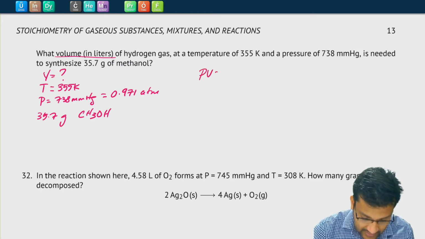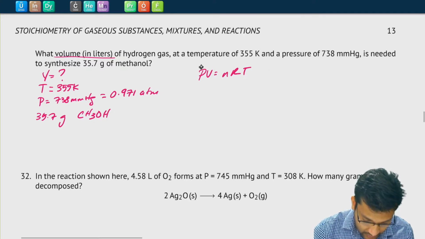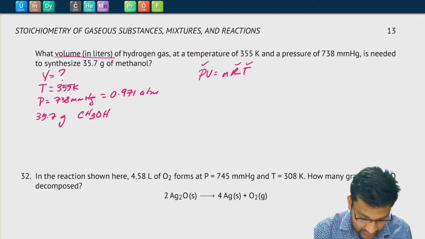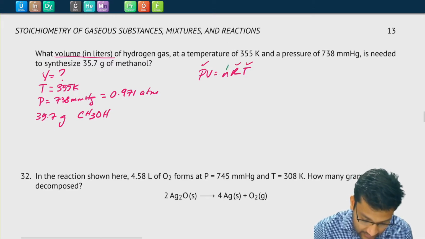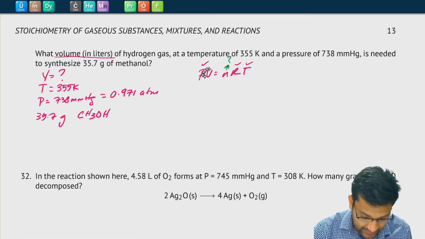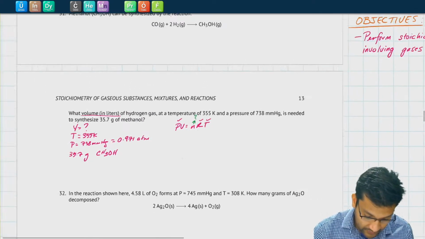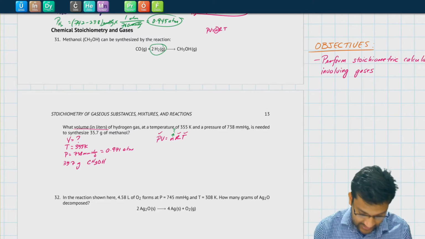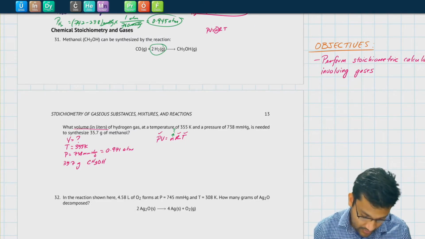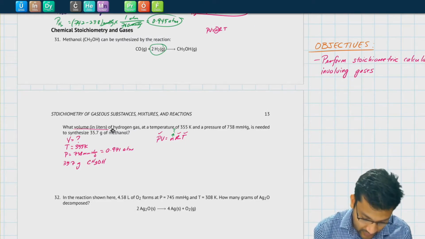So PV equals nRT. We know the pressure, we know R, we know T. We always know R. So if we can find the number of moles of this gas, then we can find the volume. But in order to find the number of moles of hydrogen, which is the gas they're asking for, what volume of hydrogen gas?